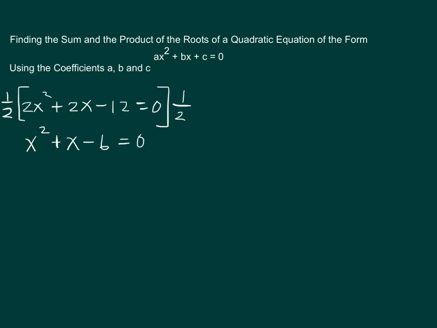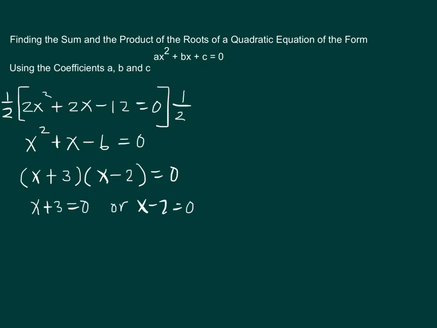From x squared plus x minus 6 is equal to 0, I can factor this into x plus 3 and x minus 2, which will lead me to x plus 3 equal to 0, or x minus 2 is equal to 0, which means x is equal to negative 3, or x is equal to 2. So the roots of this equation are negative 3 and 2.